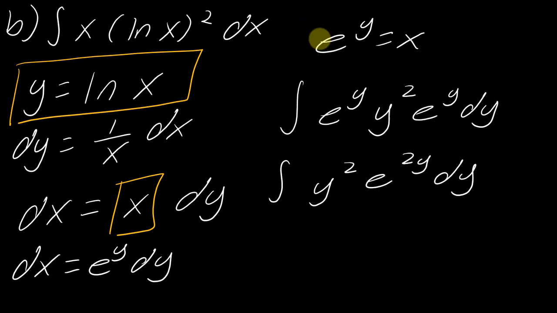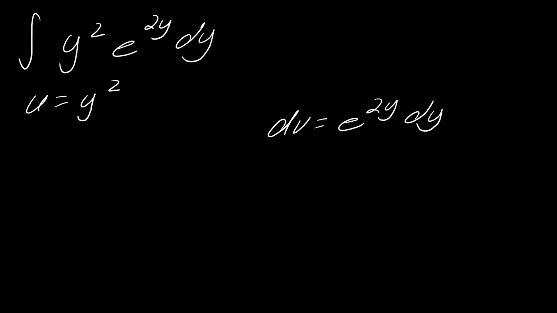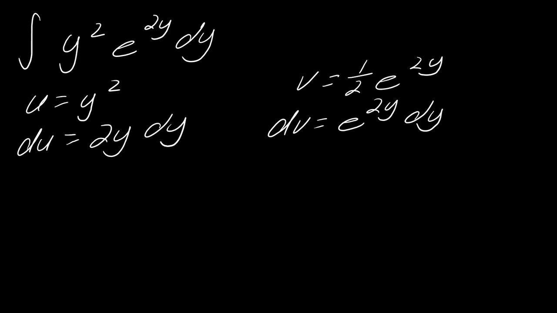So now this is definitely an integral that I can solve. Right, now I see where the integration by parts comes in. So let's make a little space, and now we can go ahead and use integration by parts. In this case, I'm going to set my u equal to y squared. My dv is going to be equal to e to the 2y dy. That will make my v equal to 1 over 2 e to the 2y, and my du will equal 2y dy. So I'm going to have to integrate this twice.